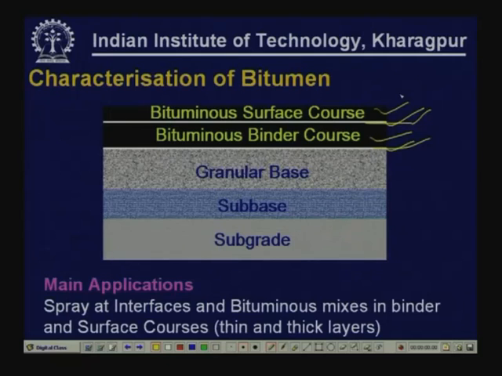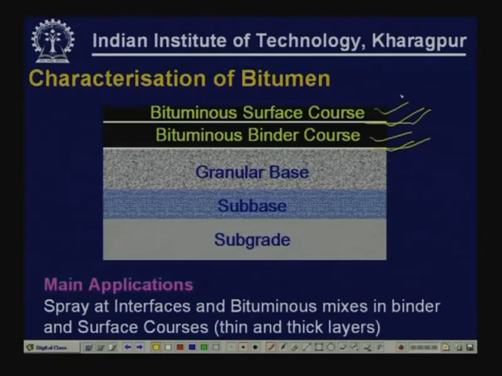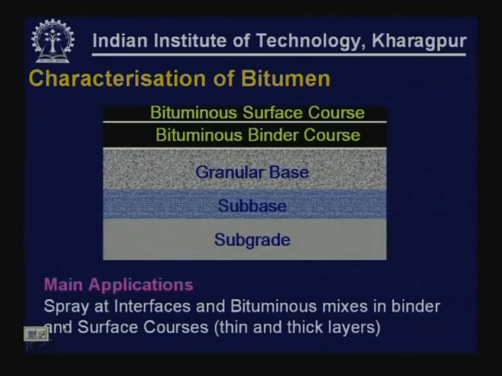So, the requirements of bitumen in a binder course and requirements of bitumen in a surface course are definitely different, because surface course is subjected to different conditions and binder course is subjected to different conditions. So, we have to understand these parameters or these requirements of bitumen when it is used in different components. So, the main applications are it has to be used as spray at interfaces and in bituminous mixes either in binder course or in surface course, either in thin layers or in thick layers.